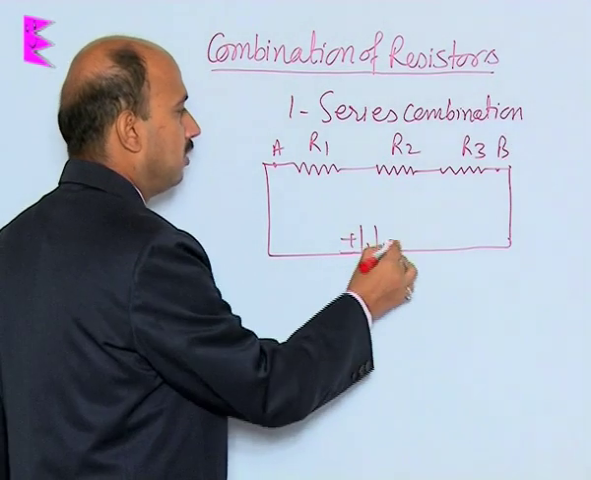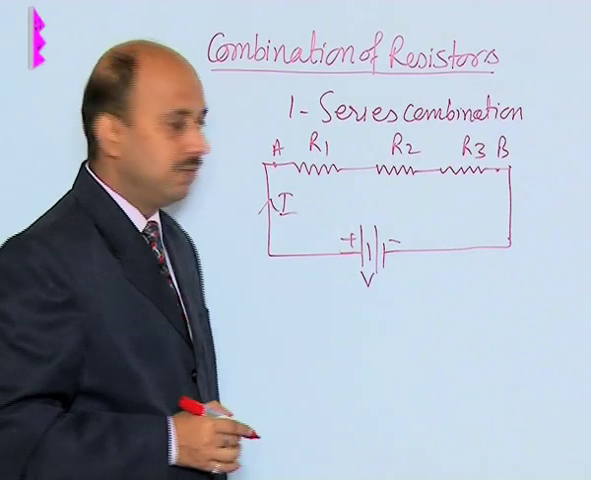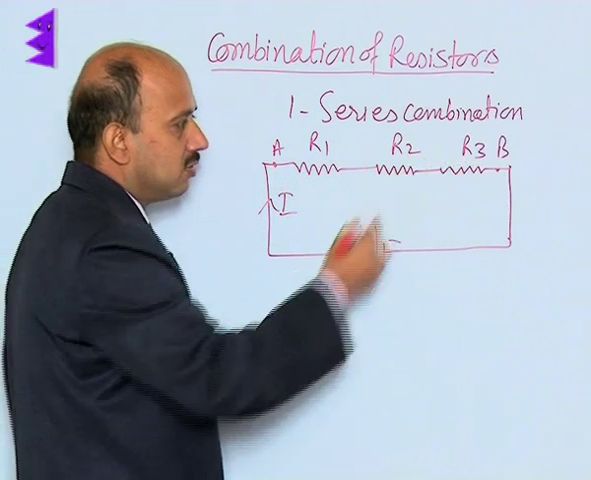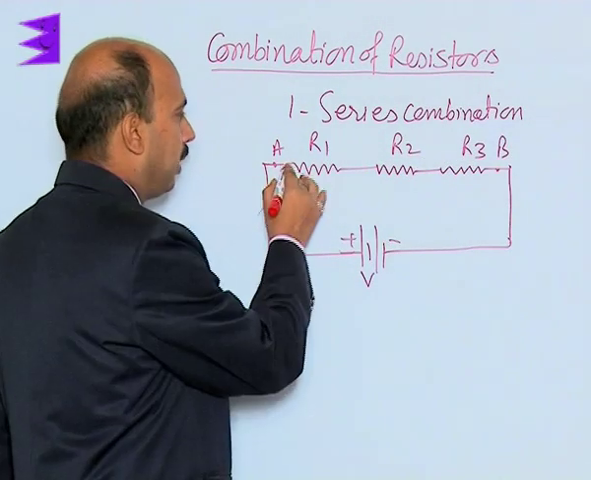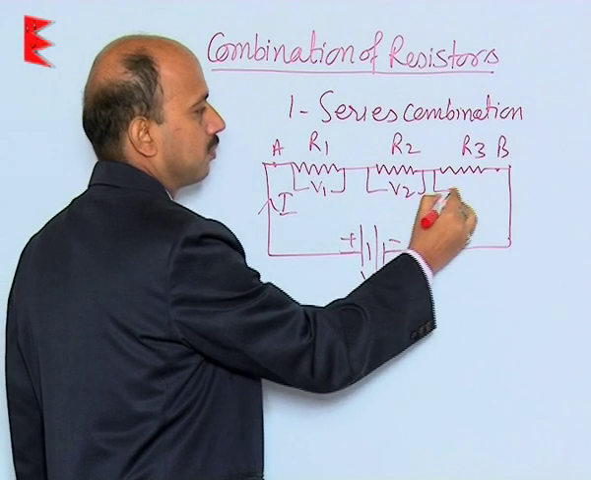So, this is plus, this is here. Current flows like this is here from positive to negative. Through all these resistors, current remains constant, but potential difference is different across these resistors.